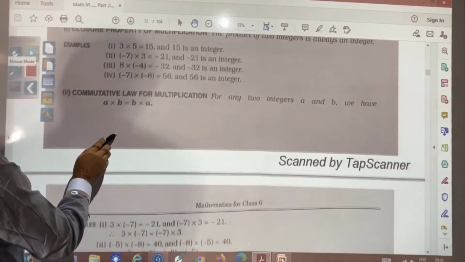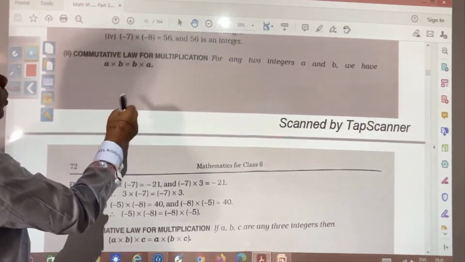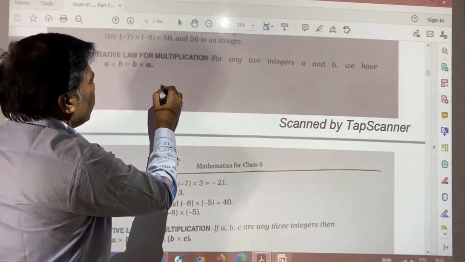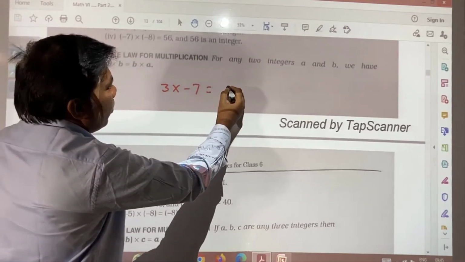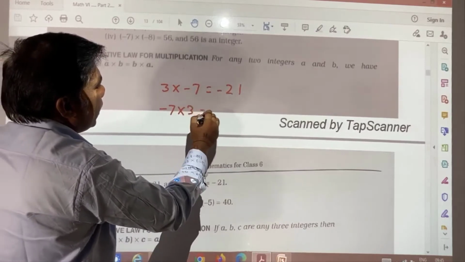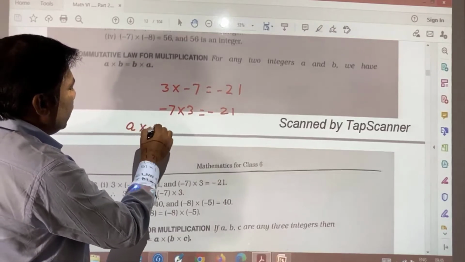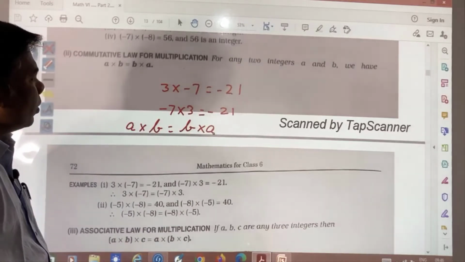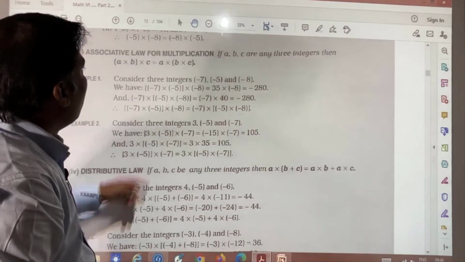Commutative law of multiplication: for any two integers a and b, we have a into b is equal to b into a. Any example you can take. Suppose 3 into minus 7. Here you see 3 into minus 7 is minus 21. And if you multiply minus 7 into 3, you get the same thing, minus 21. It means a into b is equal to b into a, and that is the commutative law of multiplication. Next you have the associative law for multiplication.